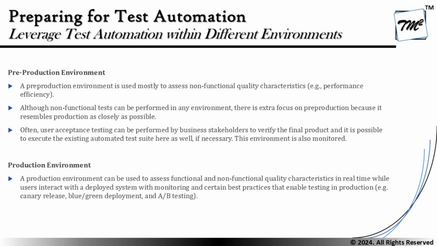And finally, the last environment is the production environment. The production environment can be used to assess functional and non-functional quality characteristics in real time while users interact with the deployed system, with monitoring and certain best practices that enable testing in production. Examples: canary release, blue/green deployment, and A/B testing.